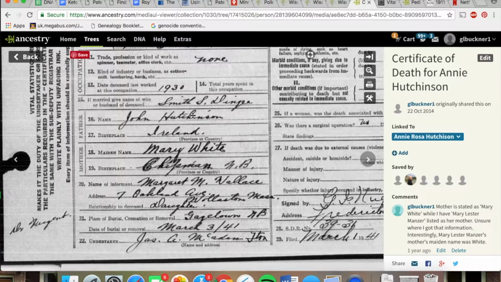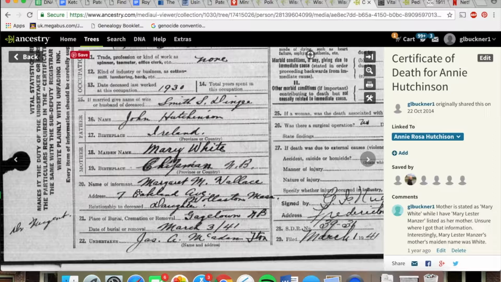And this is my favorite part, the father, his birthplace, and the mother and her birthplace. This is so helpful, awesomely helpful, because now you've just gone back an entire generation. Just in this one document, you've got so much information to work with. So John Hutchinson was born in Ireland, Mary White was born in Chipman.